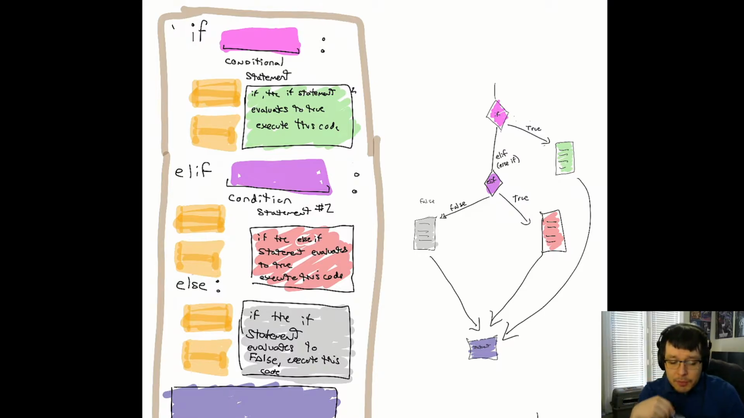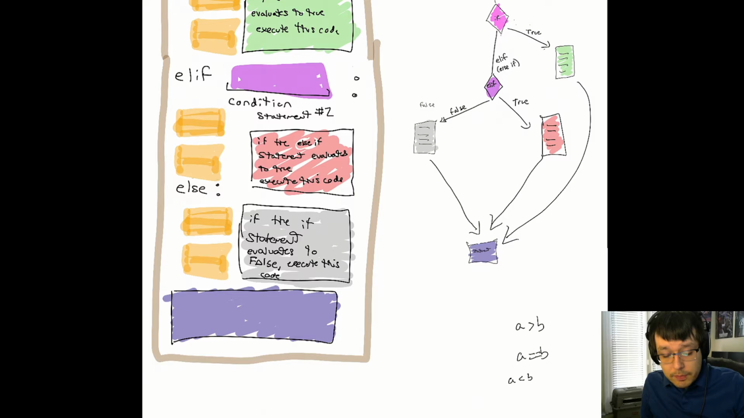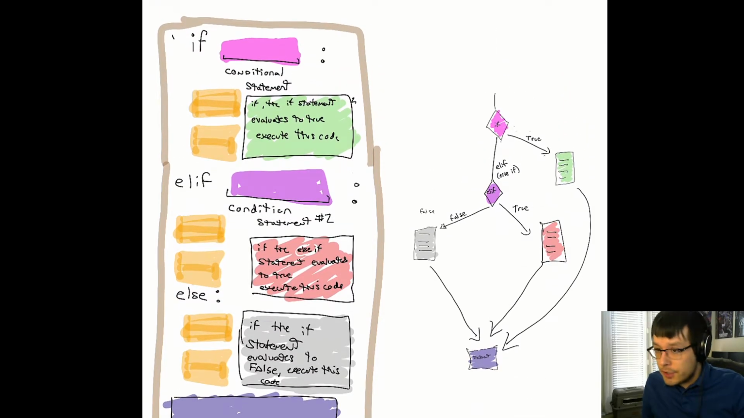And so with that one, what we said was that we first do the if check. The if check is always going to happen, and you're going to check for something. And if that evaluates to true, then you go for the green code, you run that code, and then you skip all the way to the end of the entire statement. So all the way to the purple code at the bottom. You do no more checks. No more checks are done.